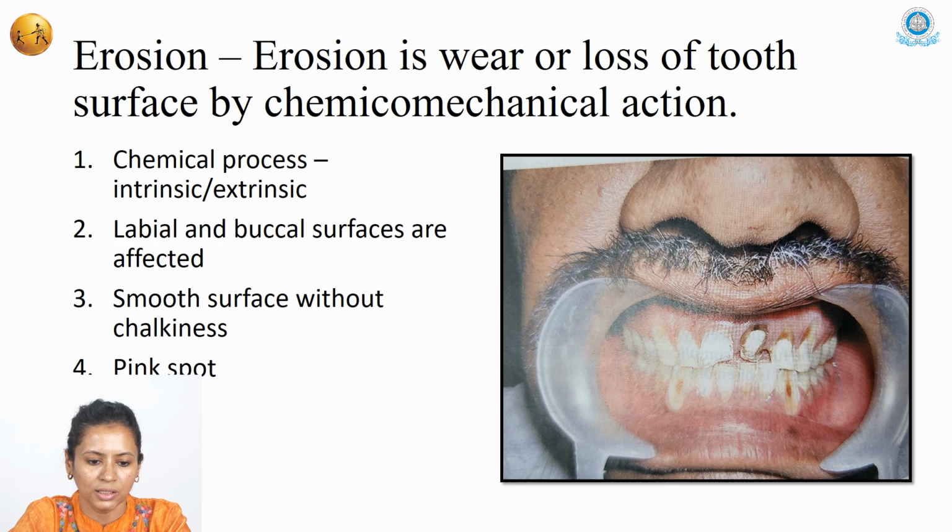Here, labial and buccal surfaces are most commonly involved, in contrast with abrasion, which is mainly seen only at the cervical surface. Here, an entire labial or buccal surface is involved, and the lesions of erosion are more smooth surface as compared to the abrasive lesions which are wedge shaped, and there are chances of visibly seeing a pink spot, like what we can see in the picture over here. Pink spot is the exposed pulp chamber which is seen because of the wearing away of the superficial enamel and dentine.